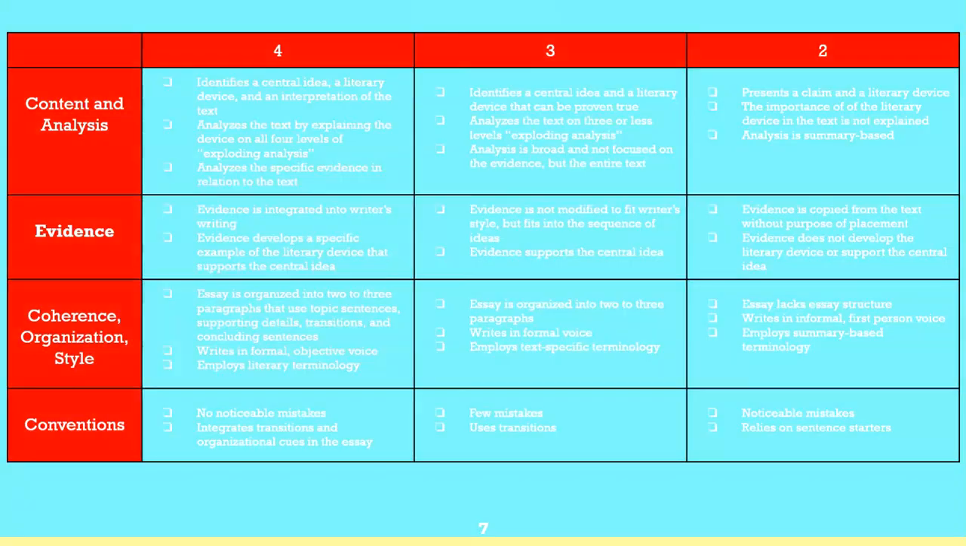Now, this is based on a 4-point scale, much like the argumentative essay is based on a 6-point scale. So we have this broken up into 4 subcategories. You will be graded on content and analysis, evidence, coherence, organization and style, and conventions. Go ahead and pause your screen right now and look over our rubric for just a moment so you have a thorough understanding of what it is exactly you will be graded on.